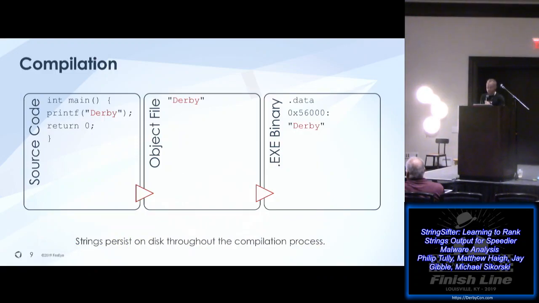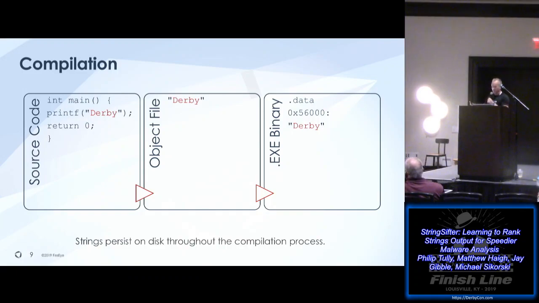So it's interesting to examine how we have this asset of these strings. As you look through the compilation process, we have this simple C program that just prints the string Derby. When it's compiled and assembled into this object file, that string has to exist. If the program has to use it somewhere, unless it's dynamically generated, it has to exist.